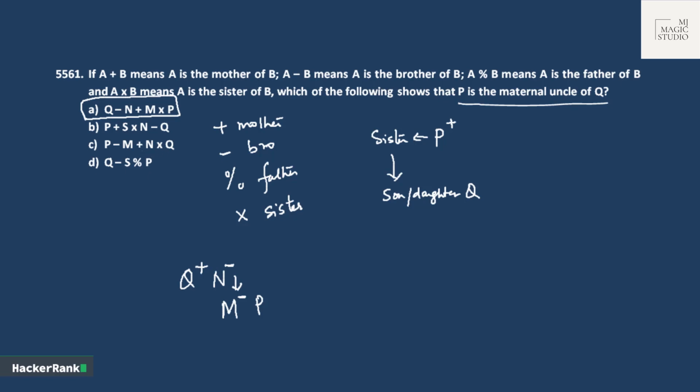Now next, we have N and Q. Let me explore option C now. P minus M: P is brother of M. M plus N: M is mother of N. N into Q: N is sister of Q. P is maternal uncle of Q. Wow, that's what we were looking out for. P is maternal uncle of Q. Option C fits in.